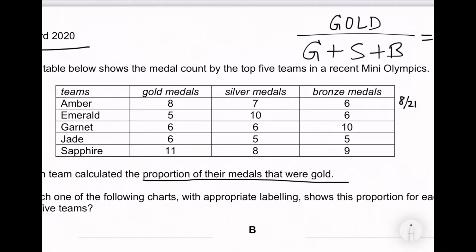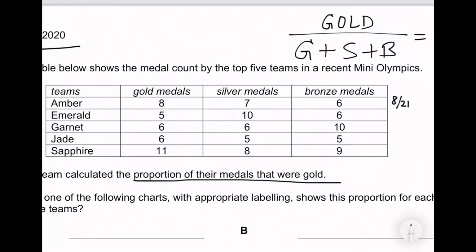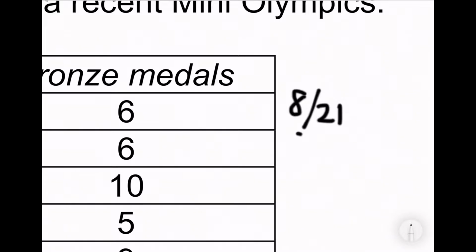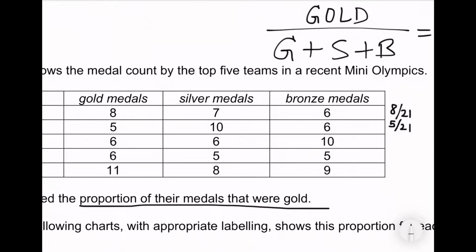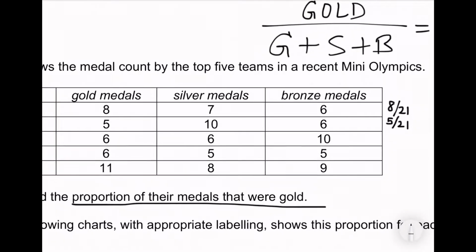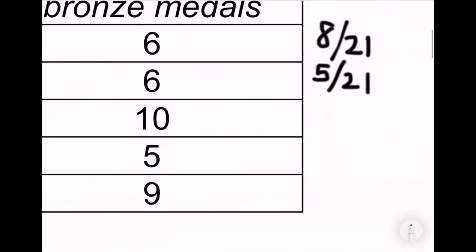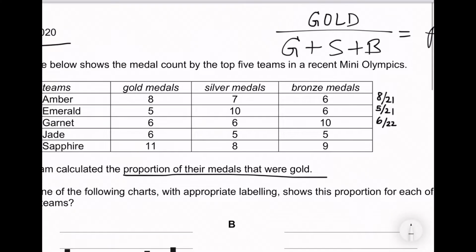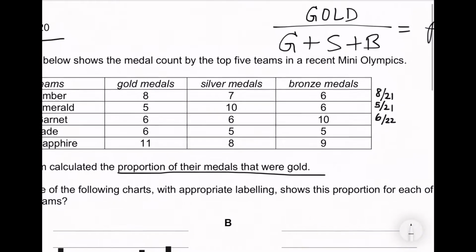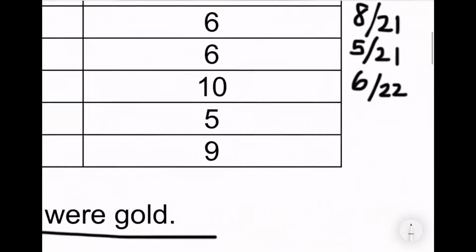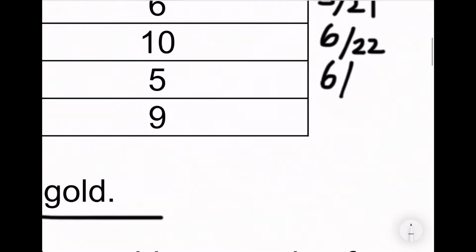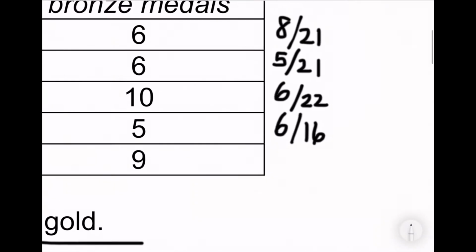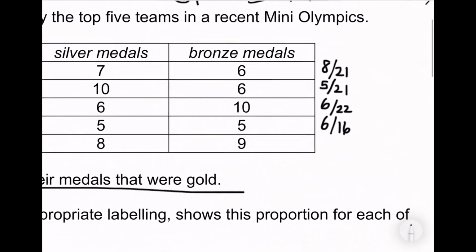Emerald team, 5 plus 10 plus 6, so they got 21 medals. 5 of them were gold. Okay, next one. 6 plus 6 plus 10, so 22 medals, and 6 of them were gold. 6 out of 22 were gold. Next one. 6 plus 5 plus 5 is 16. 6 of them were gold. 6 out of 16. You see, TSA wasn't going to make it easy, were they?